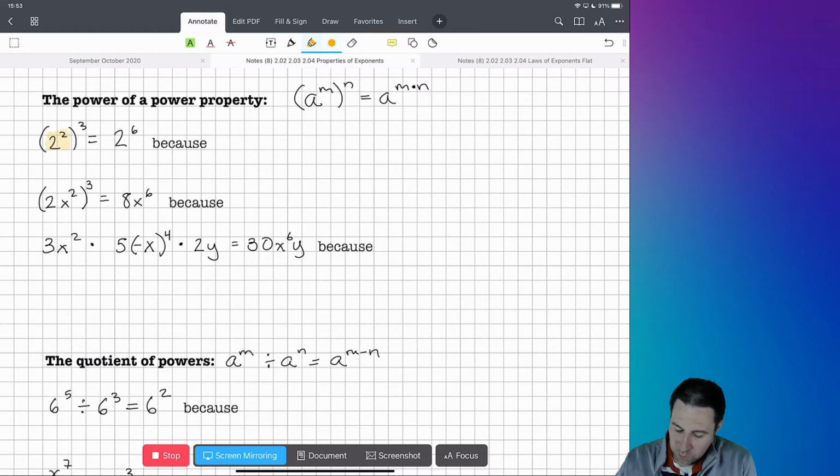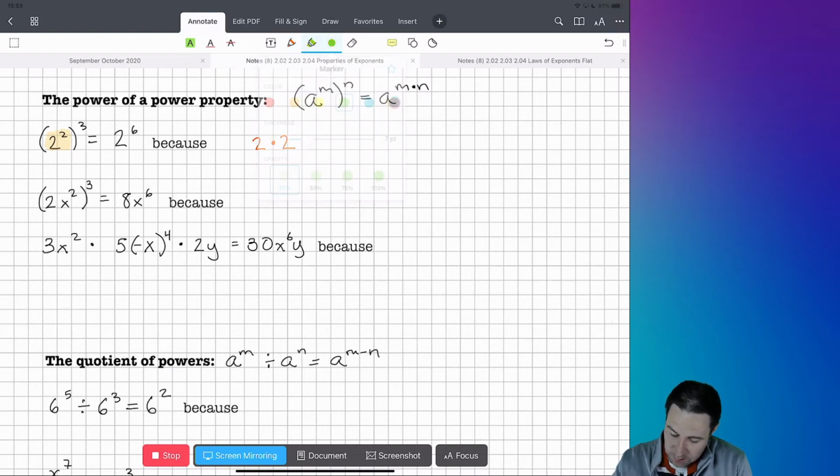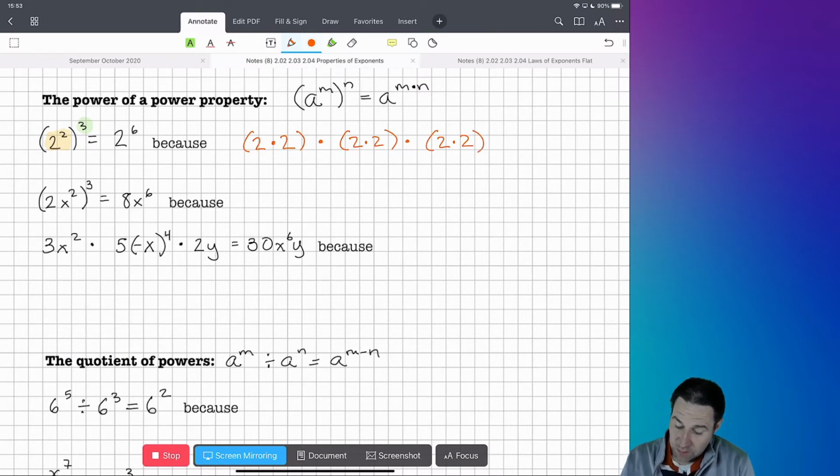In the first problem, in the parentheses, we have 2 squared. The exponent outside the parentheses is telling us we're going to multiply what's inside repeatedly 3 times. We can see again we have a string of multiplication here, and that the 2 is being repeatedly multiplied once, twice, 3 times, 4 times, 5 times, 6 times. So the answer here would be 2 to the power of 6.